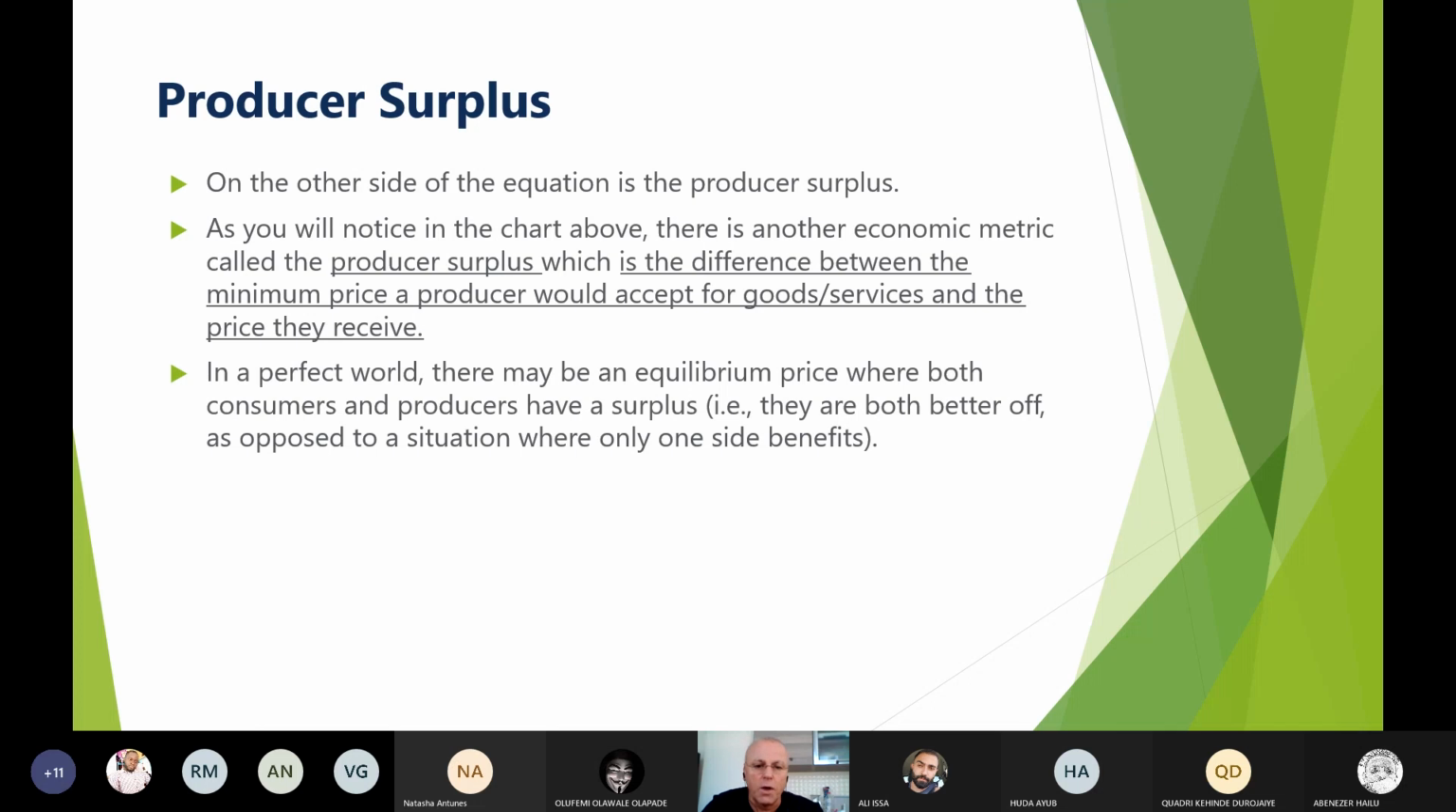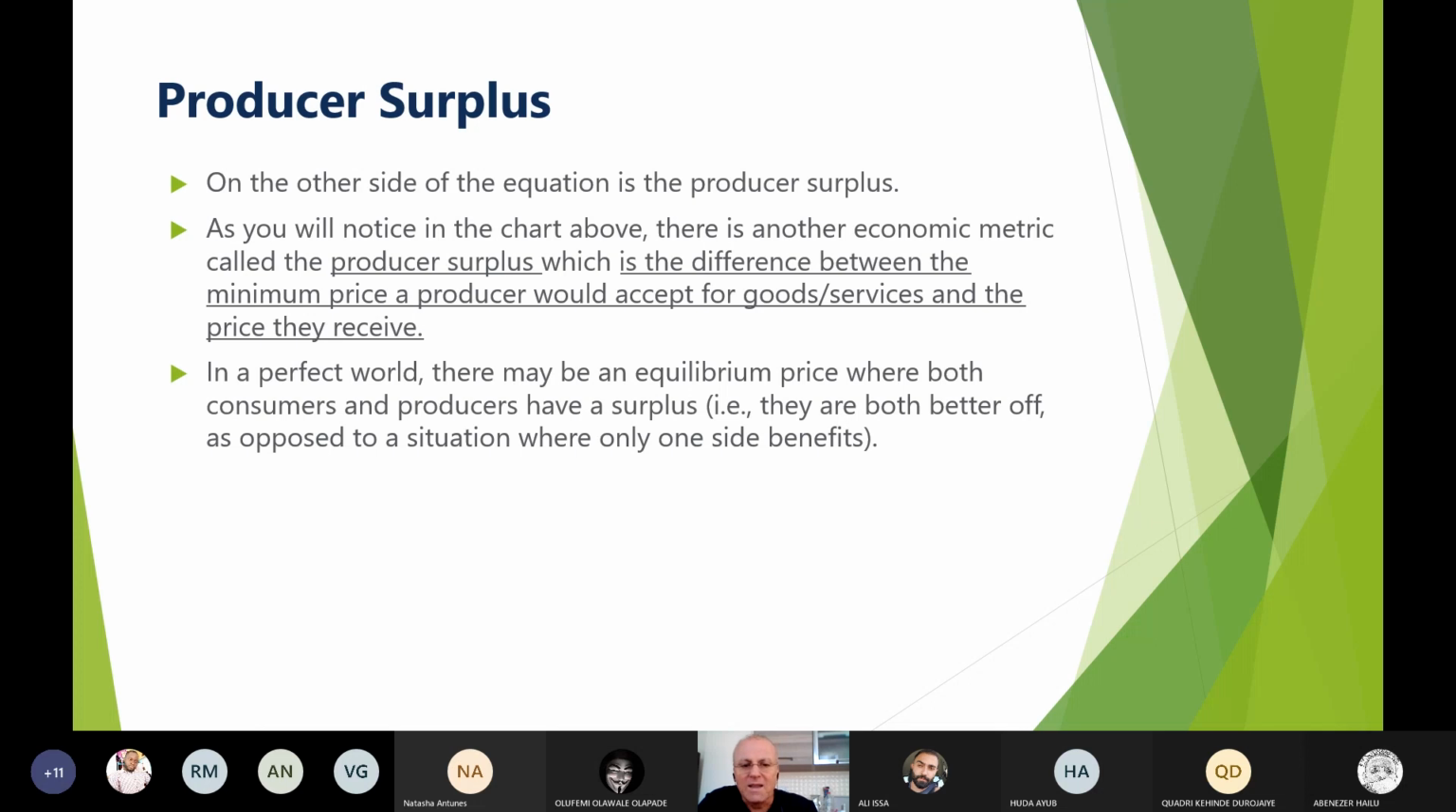And on the other side, the producer surplus can be estimated with the inverse of the equation given for the consumer surplus, which is the inverse shaped right angle triangle. And you will notice in the chart above that there is another economic metric called the producer surplus, which is the difference between the minimum price for the producers and the equilibrium price, which is subtracted to get the delta price, or the price difference.